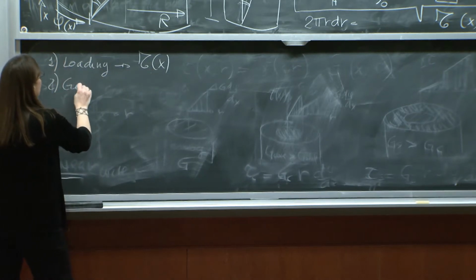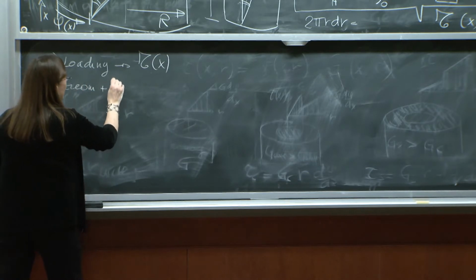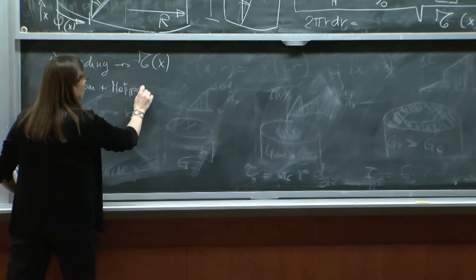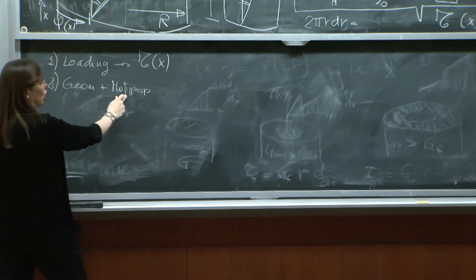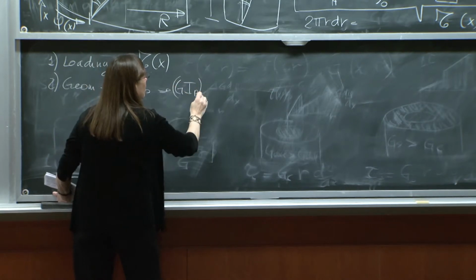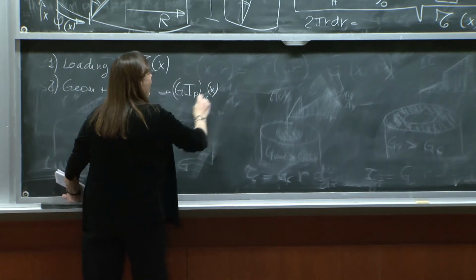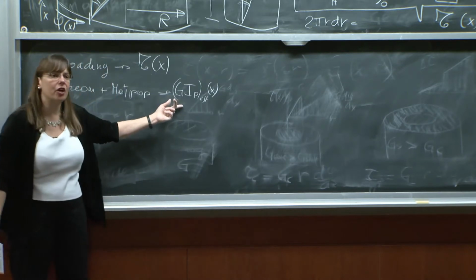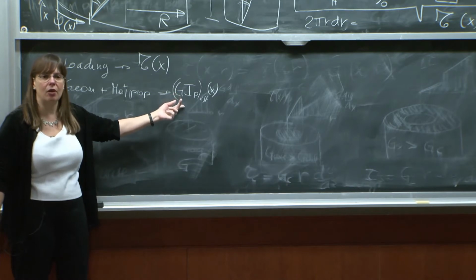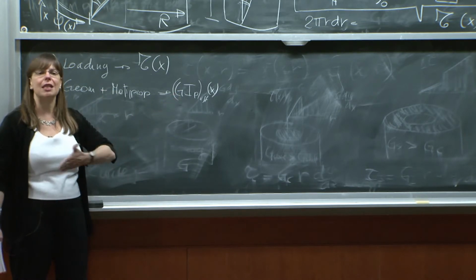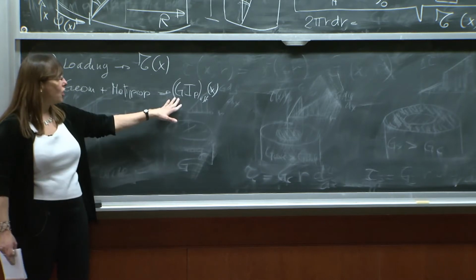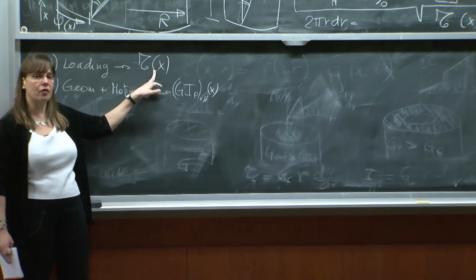From geometry and material properties, by material property, I mean G, we get G IP effective of x. Notice that GIP is not a function of r. Do you see? GIP is only a function of x. GIP is integrated over the cross-section. That's the contribution of all the area. Right? GIP is a function of x. Torque is only a function of x.